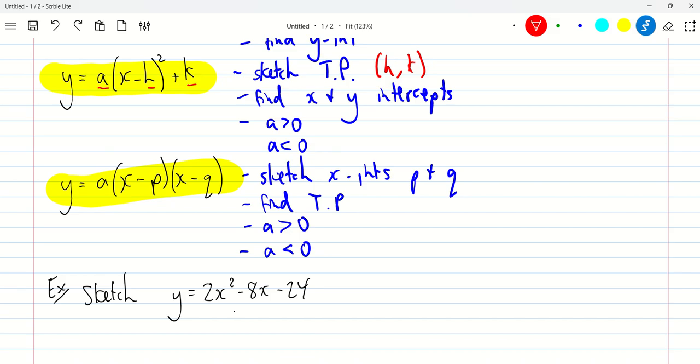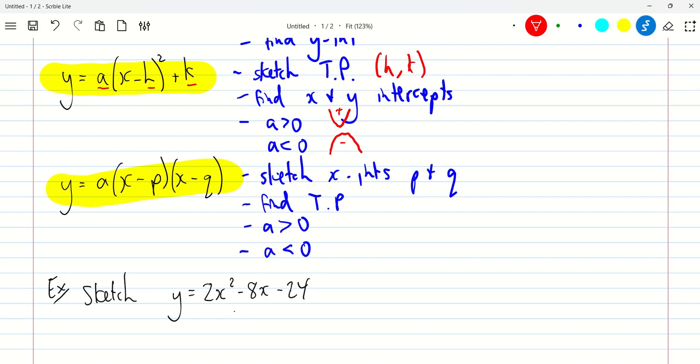Also, the value of a out the front matters. If a is positive, then you're going to get a positive parabola, looking like a smile, a smiley face, some students say. If a is negative, then you get this upside-down face, and you're going to get a maximum turning point there. So that gives you a bit of an idea of the shape that you're looking for as well. So that's turning point form.